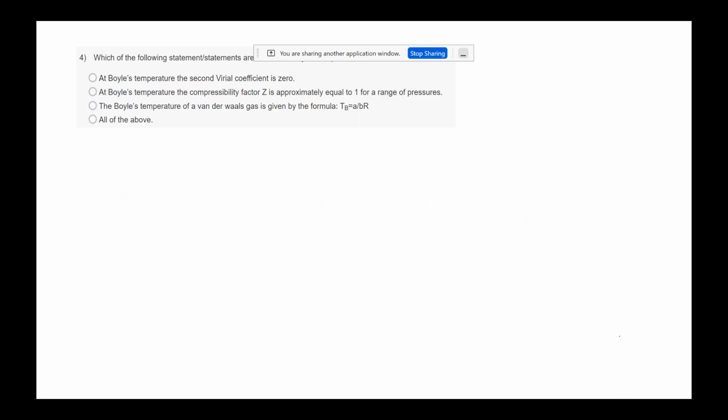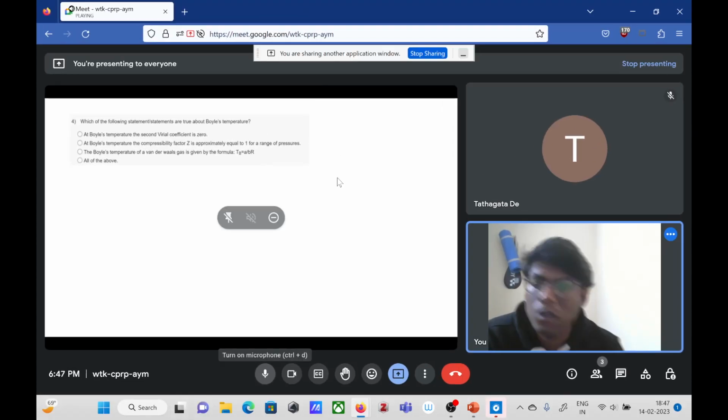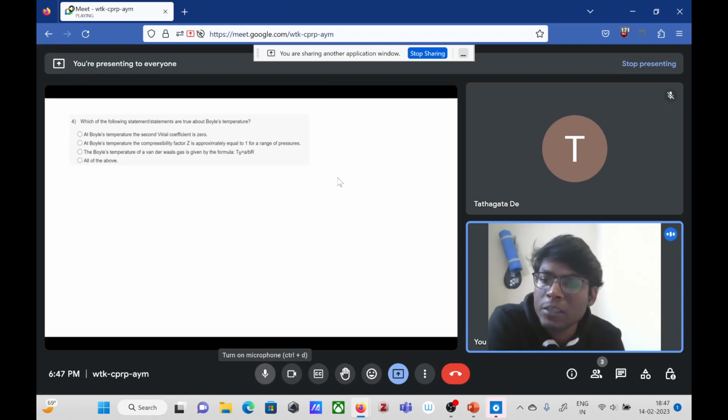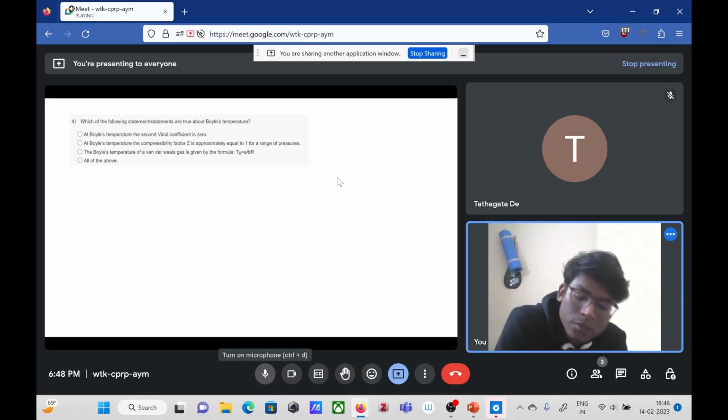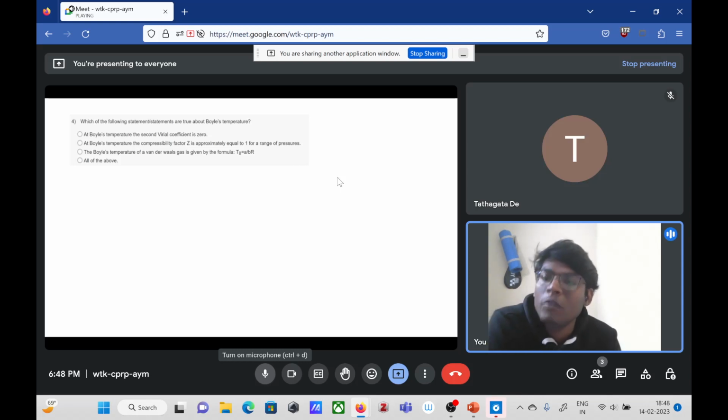So let's go to the next problem. Which of the following statement or statements are true about Boyle's temperature? First option, at Boyle's temperature, the second virial coefficient is 0. Second option, at Boyle's temperature, the compressibility factor Z is approximately equal to 1 for a range of pressures. Option 3, the Boyle's temperature of a van der Waals gas is given by the formula Tb is equal to A by B R. And option 4 is all of the above.